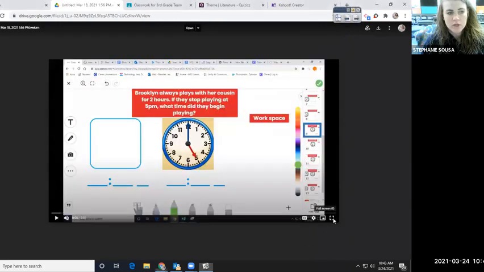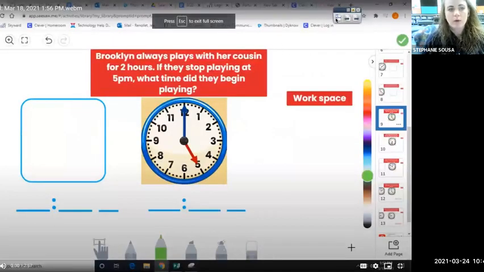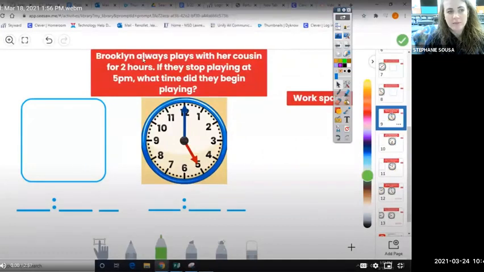This is how you can solve problems when we are given the elapsed time and the stop time, but we don't know the beginning time. Okay.